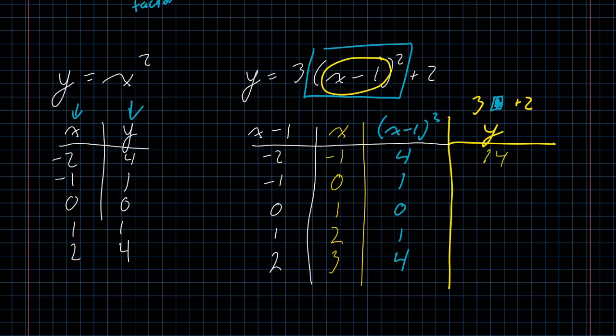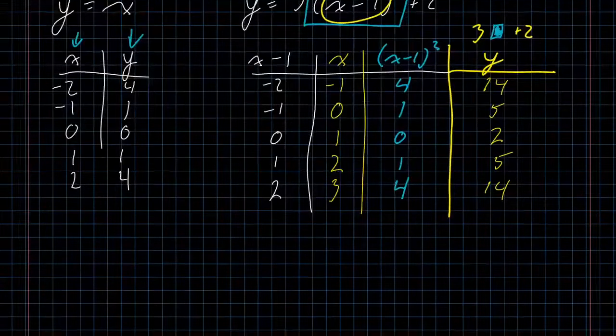3 times 1 is 3 plus 2 is 5. 3 times 0 is 0 plus 2 is 2. 3 times 1 is 3 plus 2 is 5. 3 times 4 is 12 plus 2 is 14. And so if you look at just the 2 yellow columns, that gives me the x value and the y value that I need to plot in order to graph this thing.